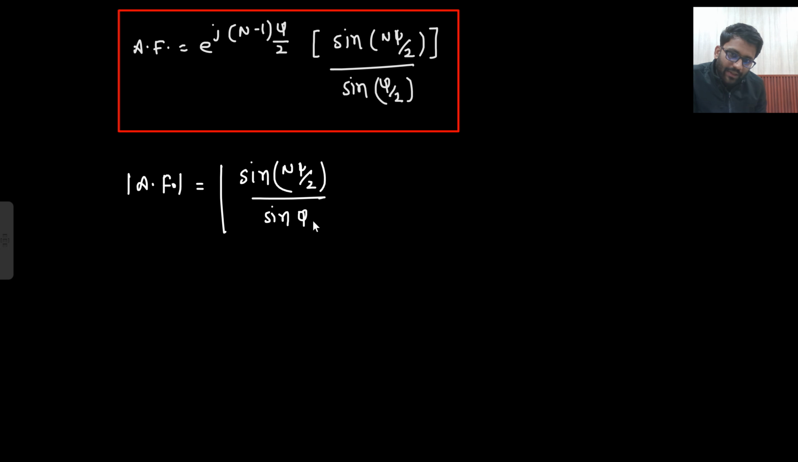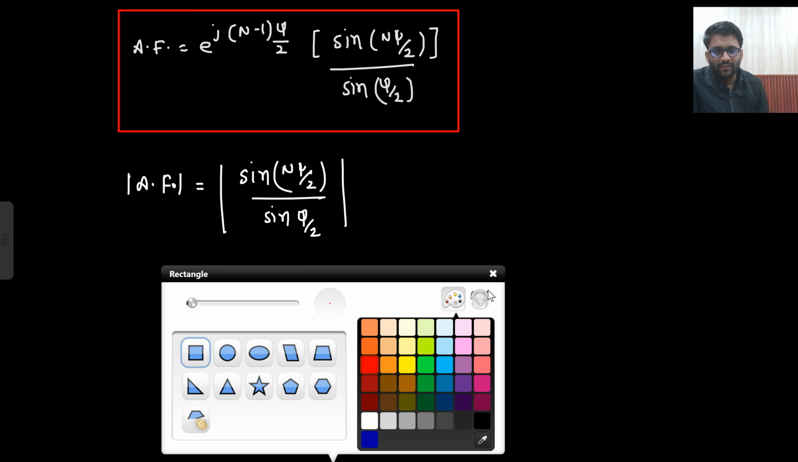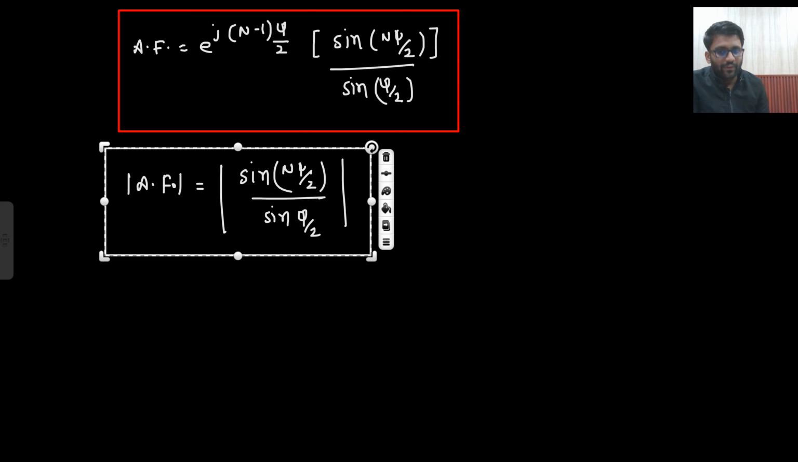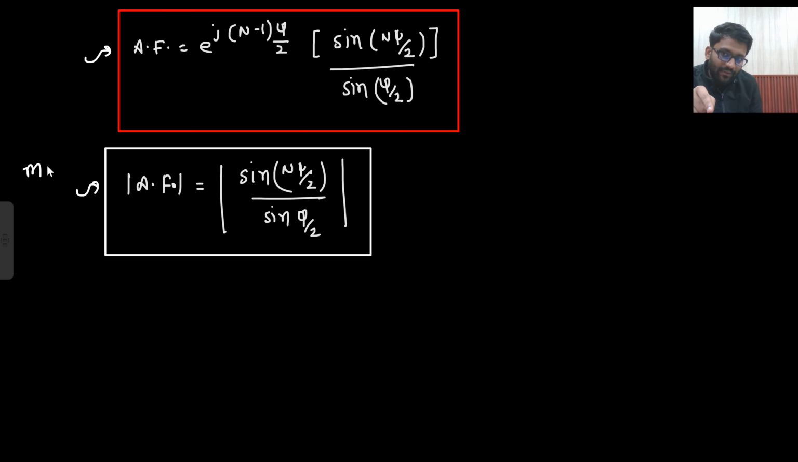Now this is what people remember. They will say, "Sir, this is the array factor." This is not the array factor. This is the magnitude of array factor. This is your array factor. This is the magnitude of array factor. Both are two different things.